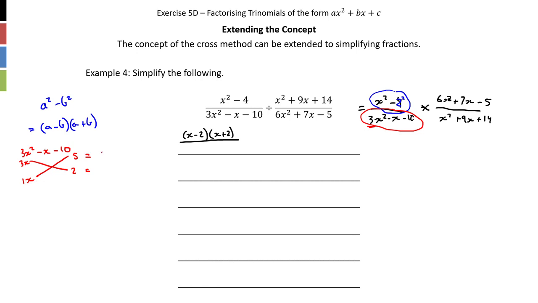So 1x times 5 is 5x. 3x times 2 is 6x, and I needed a negative x, so I'm going to put the negative 2 there. It gives me the negative. So working down this way now, 5x take away the 6x gives me negative x, so that works. So the denominator of the first fraction is now 3x plus 5, bracket x minus 2.